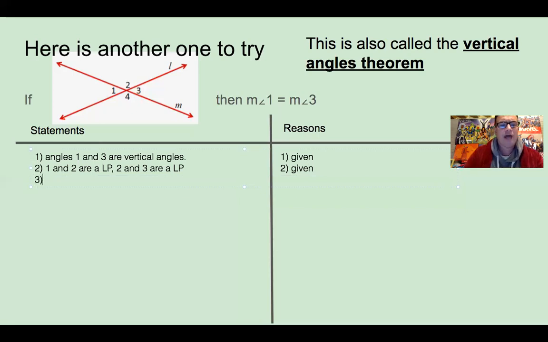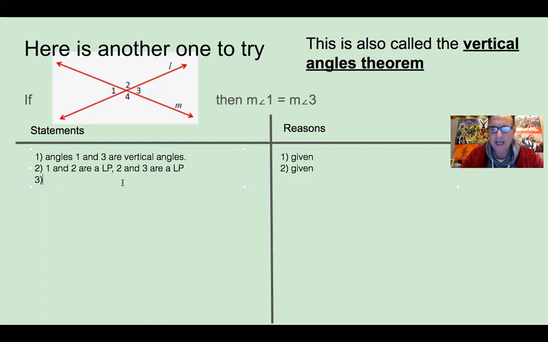Now, how do the linear pairs work if they're going to be supplementary? What does that mean? What do we know? Let me ask that question a little differently. Right now, where it said that they're linear pairs, do I know that they're supplementary? Have we stated that yet? That's the question.